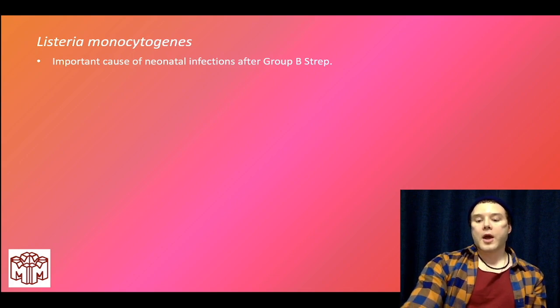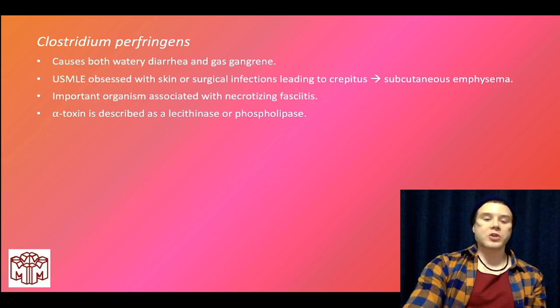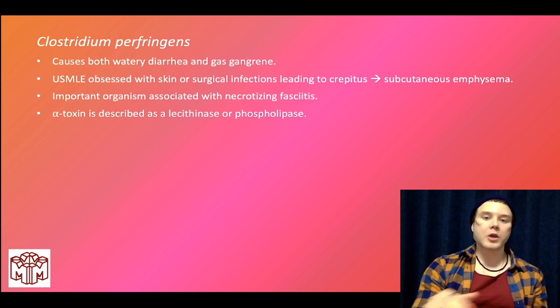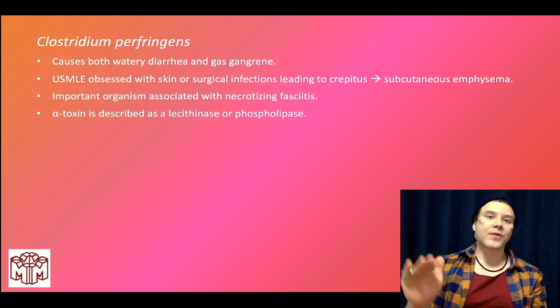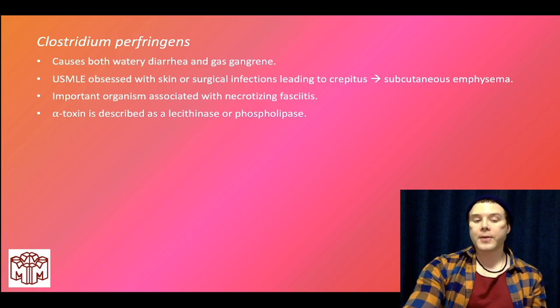So, actually, before I go to the next organism, one of the ways USMLE will give you C. perfringens in a question is they'll give you a classic presentation of gas gangrene, okay? You'll say, okay, easy, C. perfringens. And then they'll say the most likely causal organism can also cause what? And the answer is watery diarrhea. Okay, that's on an offline NBME.